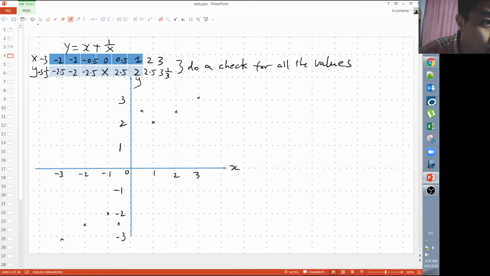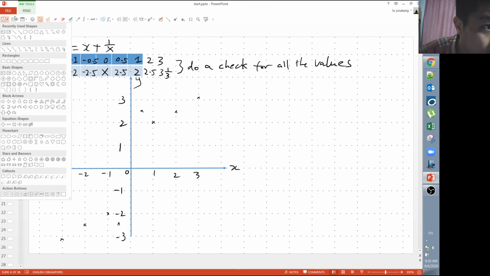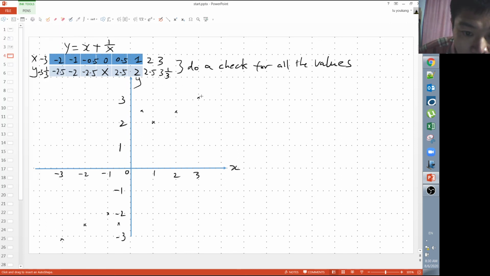Now what you need to do is join the points together. I think I can do a better job here. Let me try these two. I'm not sure, but let me just try it out. Oh, these two help, but I think I can do a better job. We start off.